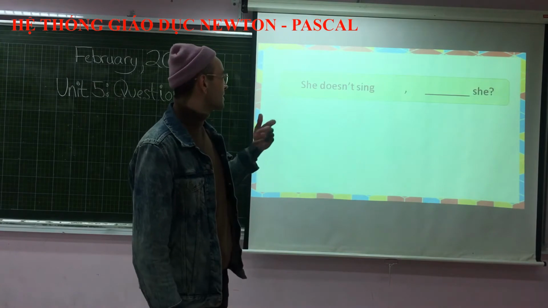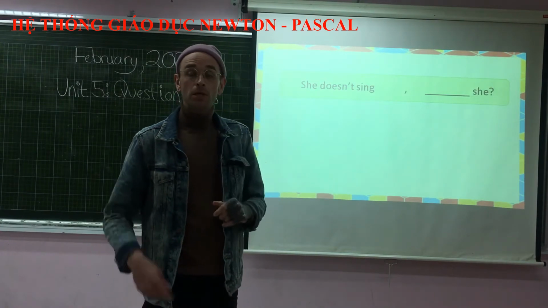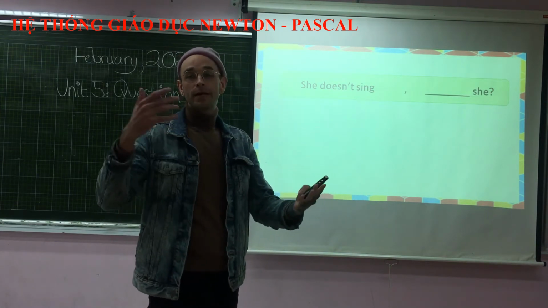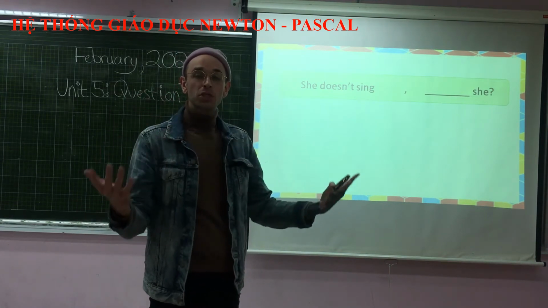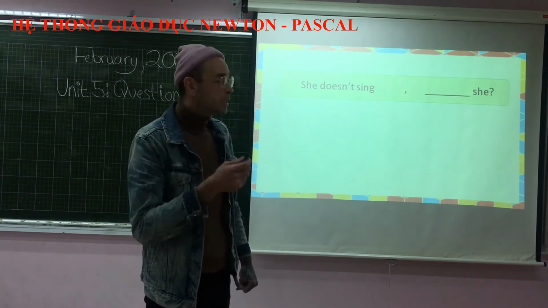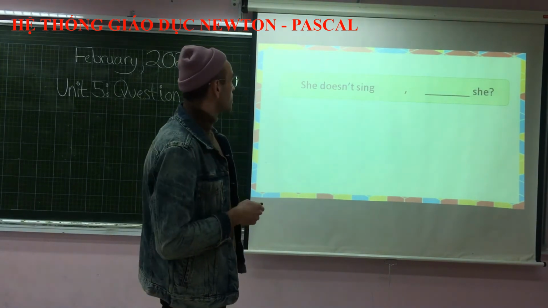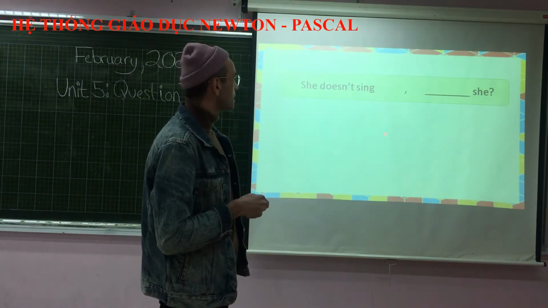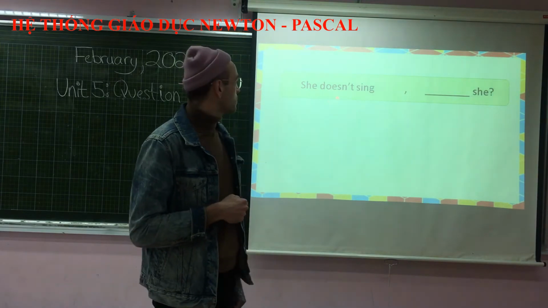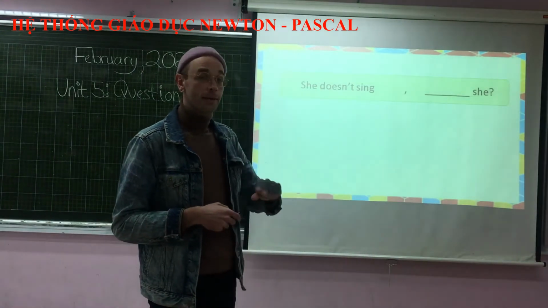Here's another sentence. She doesn't sing, blank, she. So, now that we know more about both positive and negative and how they relate to each other when we are making a question tag sentence, let's look at our sentence before we try and guess our tag. So, the first part of this sentence, is it positive or negative? That's right, it's negative. She does not sing.